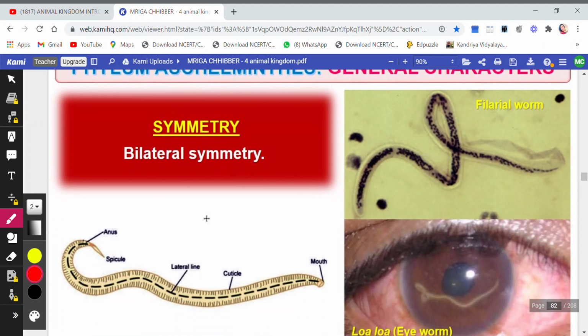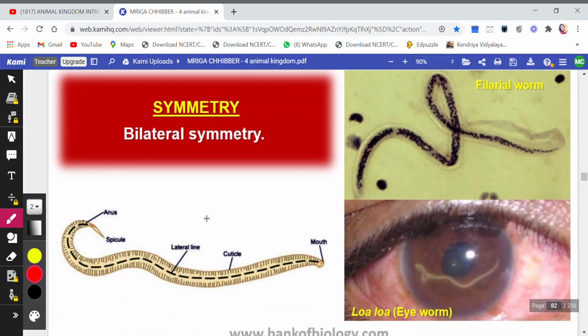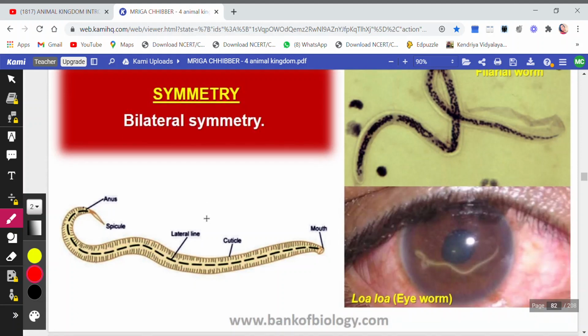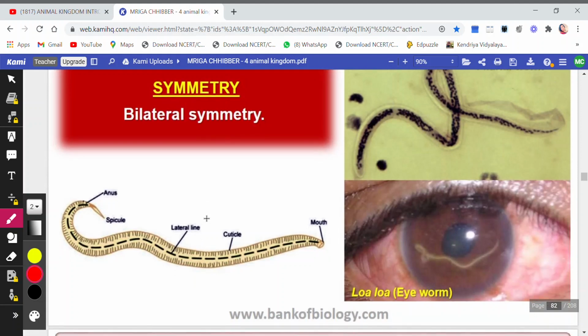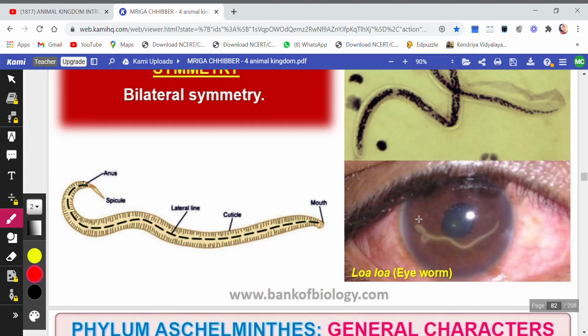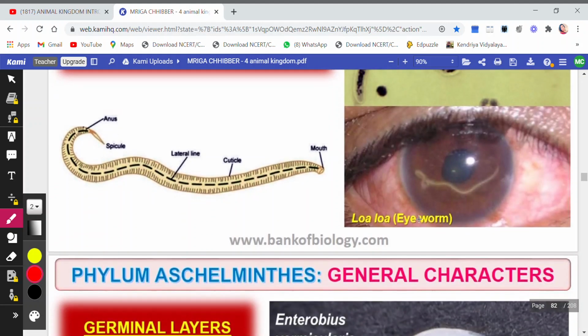Okay, next is symmetry. The symmetry is bilateral. As you see, they can be cut into two equal halves through one single plane in the diagram. So the symmetry is bilateral. You see this eye worm. Can you see this worm inside the eye? Oh my God, it looks so weird. So this is a loa worm or eye worm.